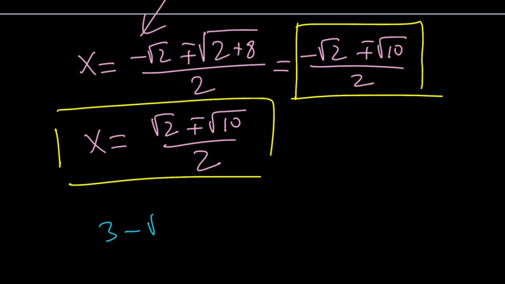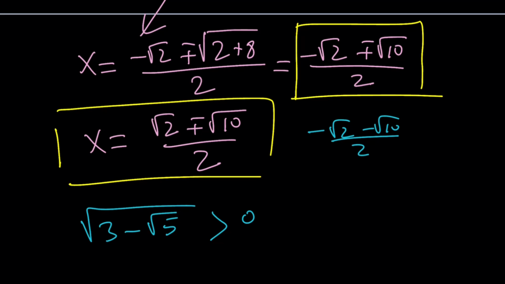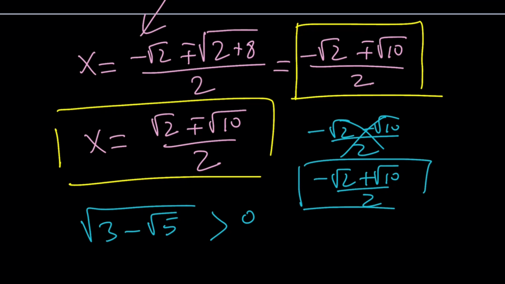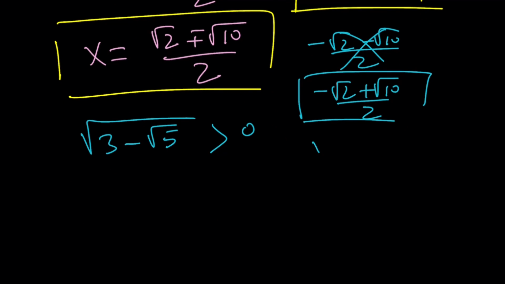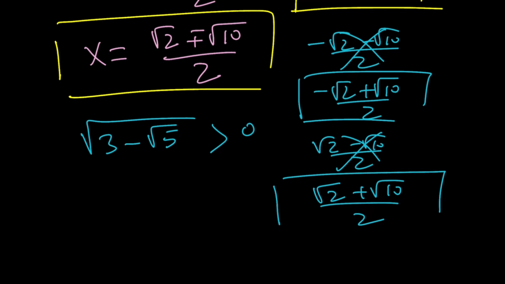Well, you might kind of guess because our radical, since 3 is greater than root 5, this is going to be a real number, and obviously this is going to be positive. So we can eliminate the negative solutions. For example, negative 2 minus root 10 over 2, eliminate it. And negative 2 plus root 10 over 2 is a candidate. So we're going to check it out. And now from the other equation, root 2 minus root 10 over 2 is negative, cancel it, and root 2 plus root 10 over 2 is positive, so that's a candidate. So we have two candidates.